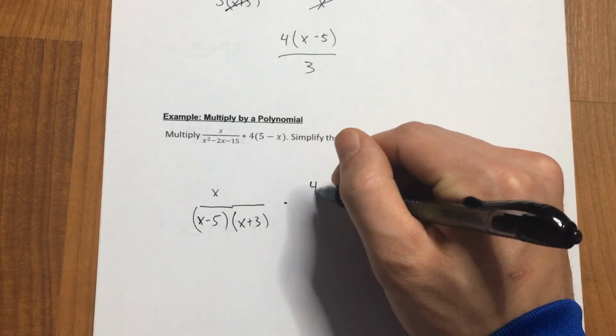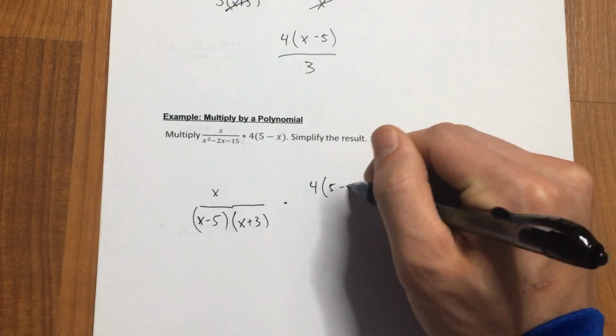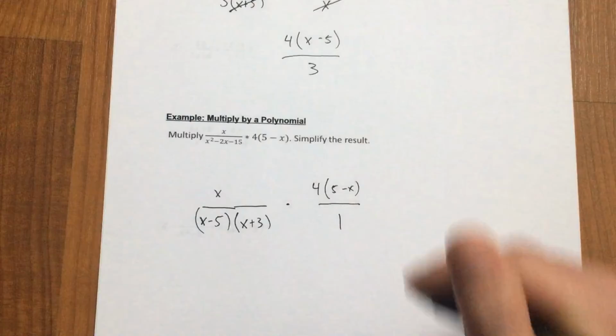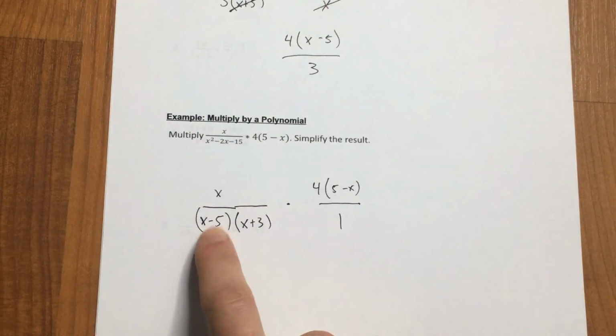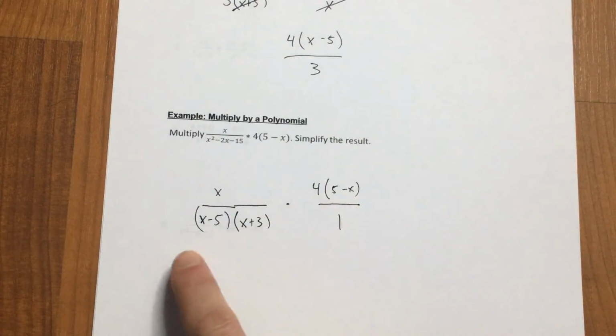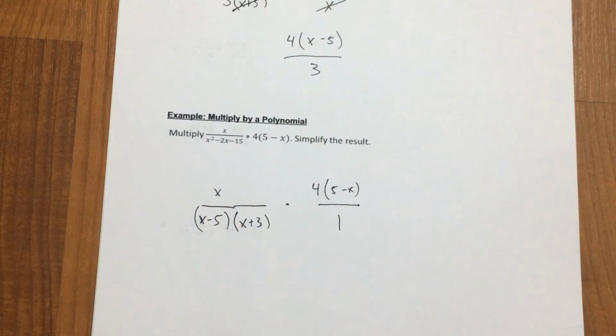Times 4 times 5 minus x. I'm going to put over 1 just so we have a denominator on that side as well. Now, looking at this problem, I don't have anything in common to cancel out right now. But you might be thinking to yourself, well, man, that one's pretty close to this one, right? x minus 5, 5 minus x, they're kind of close. You're right, they're kind of close, but they're not the same.